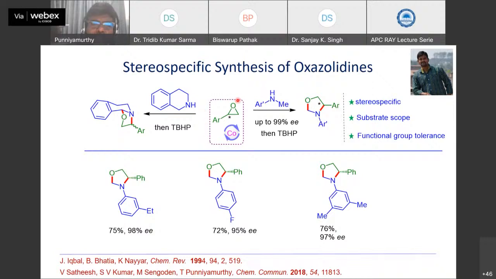And you can see here, if you use the chiral one, again you can make these compounds with high optical purity. You can also use this kind of amine. In this way, you will be able to make this fused oxazolidine as a product.